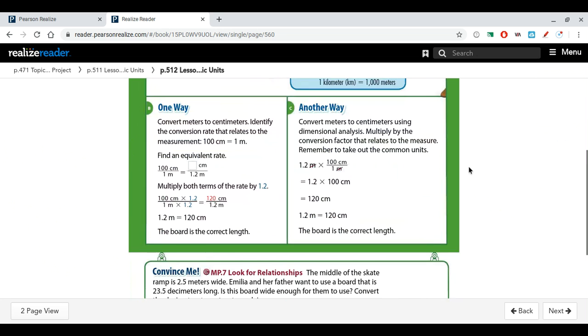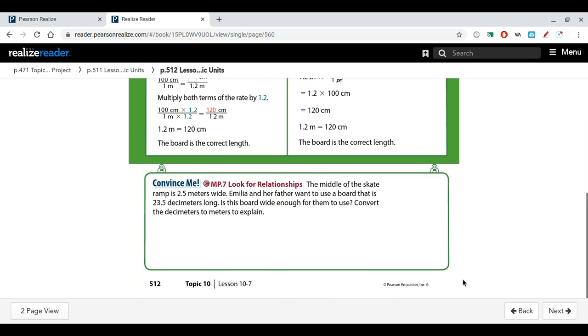All right. The middle of the skate ramp is 2.5 meters wide. Amelia and her father want to use a board that is 23 5/10 decimeters long. Is the board wide enough for them to use? Convert the decimeters to explain.